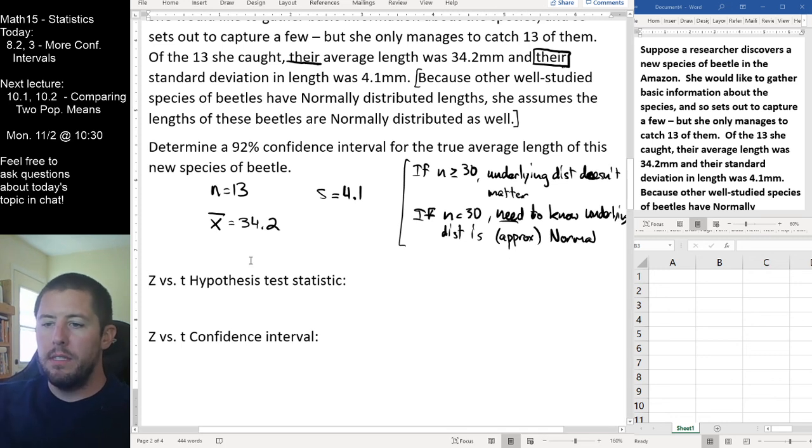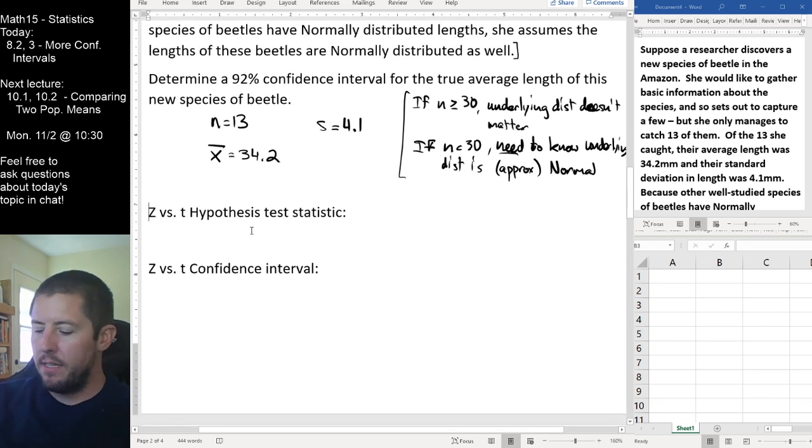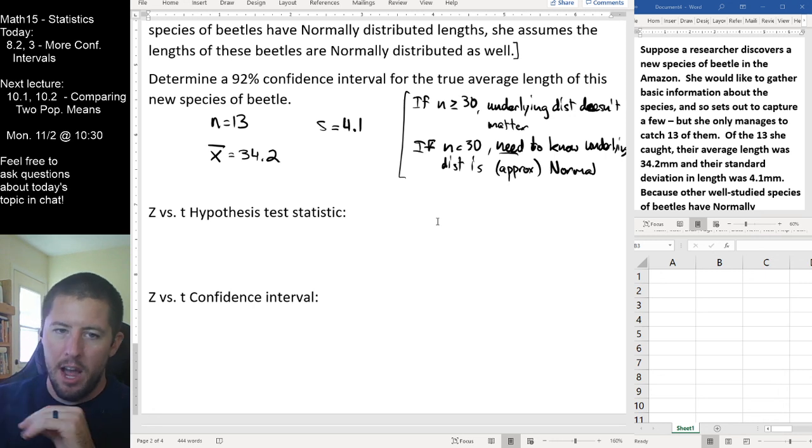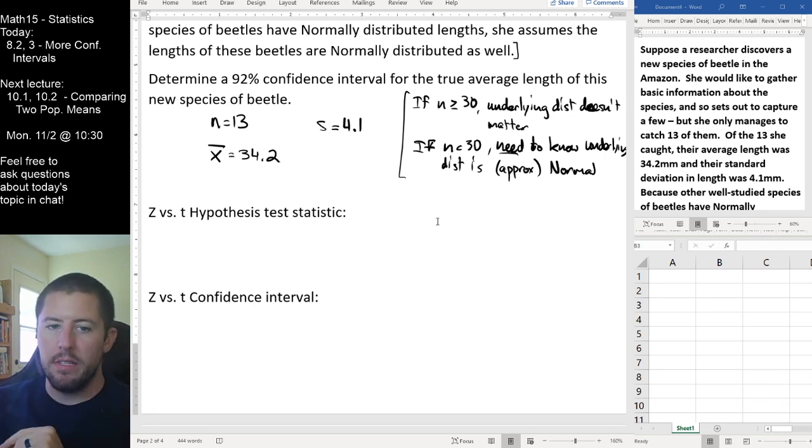So, Z versus T hypothesis test statistic. I just want to state what our general forms of these things are going to be. Then we'll actually compute the confidence interval. The reason I keep bringing up the hypothesis test is so that we can keep seeing that the breakdowns of our different hypothesis tests are exactly the same as our breakdowns of our confidence intervals here. Learning these side by side is going to be a valuable thing.